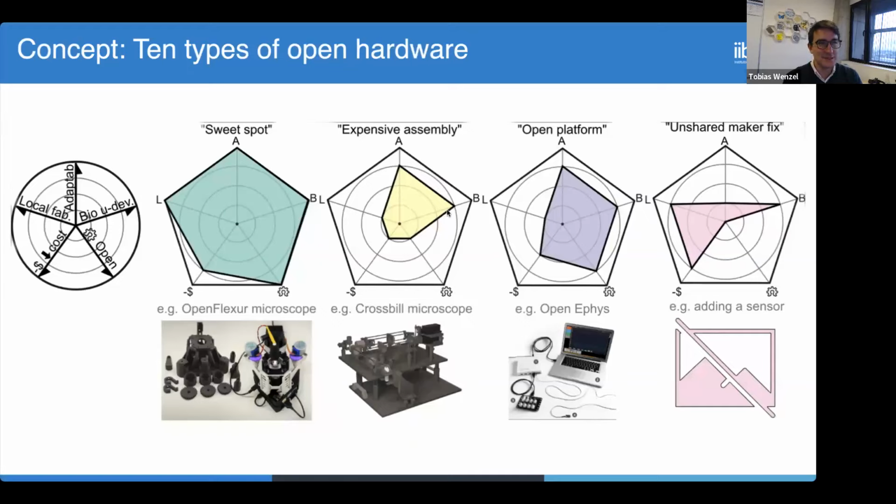And I call it the expensive assembly. It's particularly popular in this area of the LIBREhub project of bioimaging. So people share instructions how to assemble usually just Thorlabs components into extremely expensive microscopes that, however, are not necessarily available on the market right now. So they do provide access to technology.